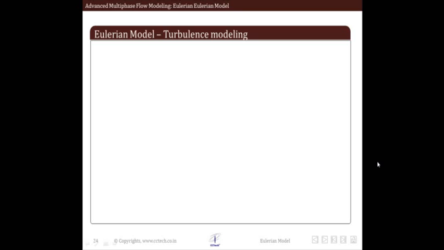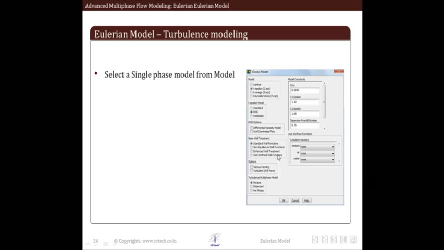Now we will see how to model turbulence when we are using the Eulerian multiphase model. We have to start with selecting a single phase turbulence model from the viscous model panel, which is here. That is, we select a main turbulence model for modeling single phase. The options available are k-epsilon, k-omega or Reynolds stress.